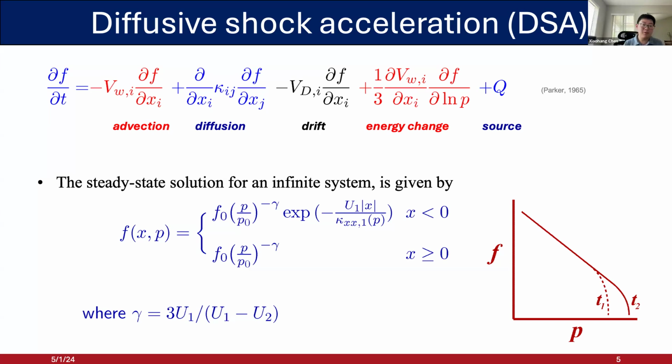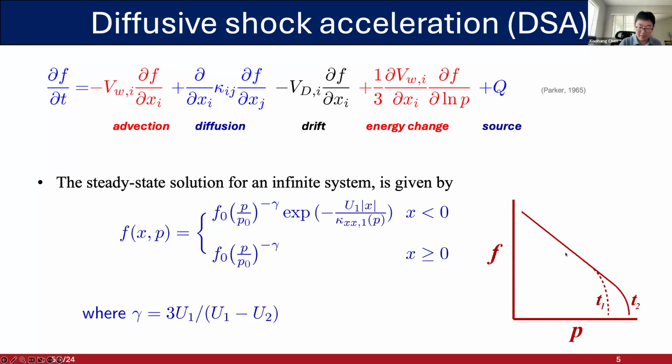This transport equation includes most of the relevant transport effects, such as the advection with the solar wind, the diffusion in the turbulent field, the curvature and gradient drift, and also the energy change due to the compression or rarefaction across the shock. And if we consider 1D geometry, we can get an analytical solution of this equation. This is the solution for the distribution function of the particles. Generally, we get a power law distribution.